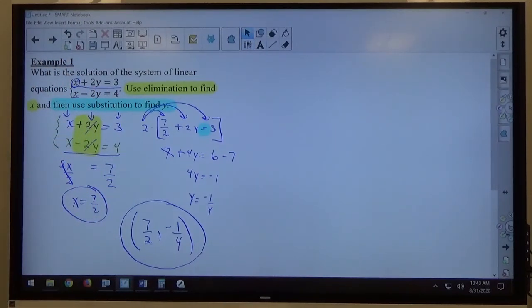For the system x plus 2y equals 3 and x minus 2y equals 4, your solution to a system of linear equations should be an ordered pair answer like that.